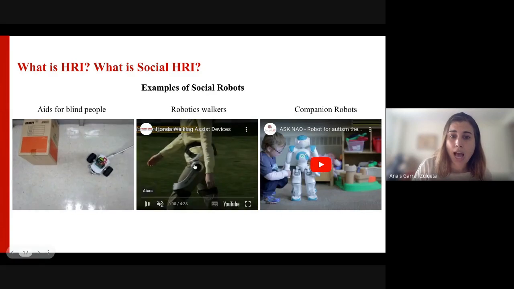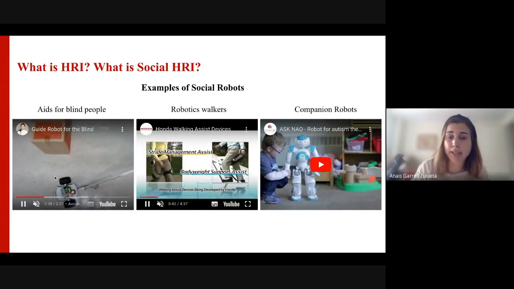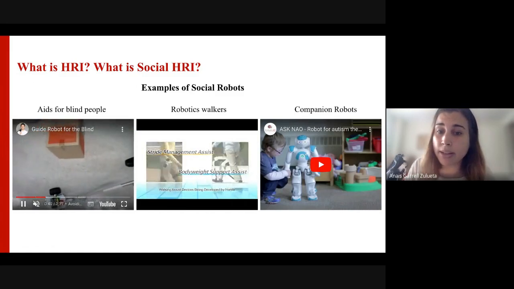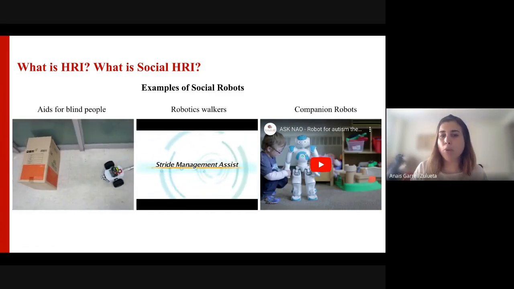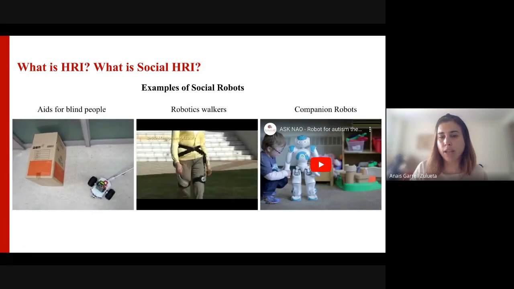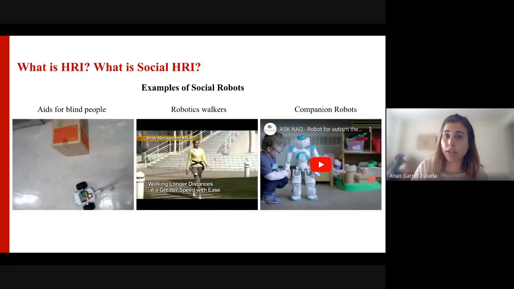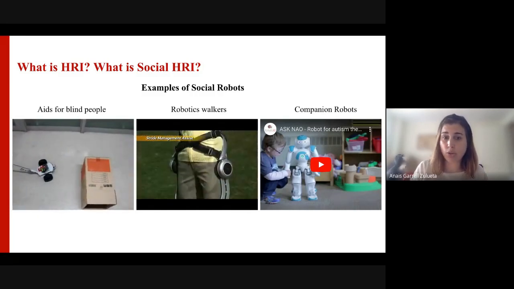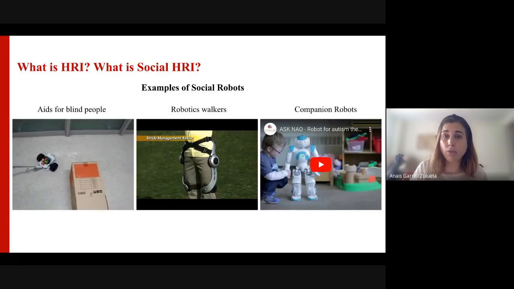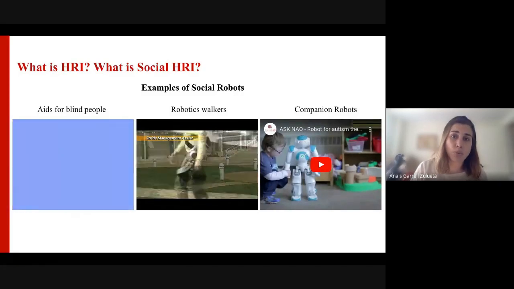Another example. This is an exoskeleton made by Honda. Here the communication is done by contact. It means that this exoskeleton needs to understand if the person wants to start walking, or running, or standing up, or sitting down. So without talking, without any explicit communication, they are interacting in some way.